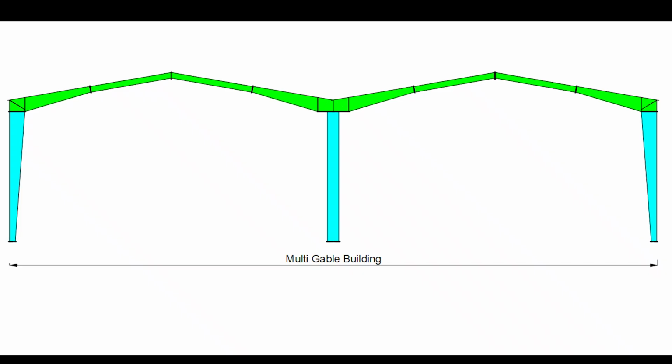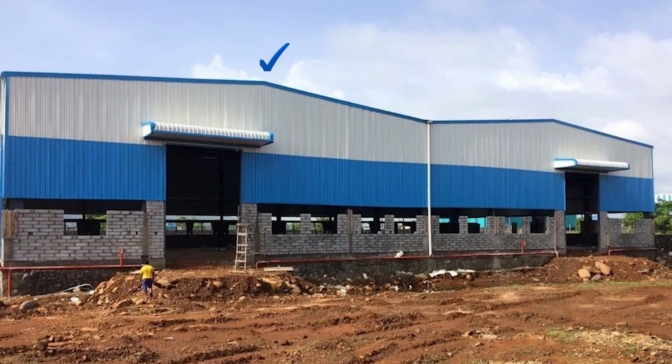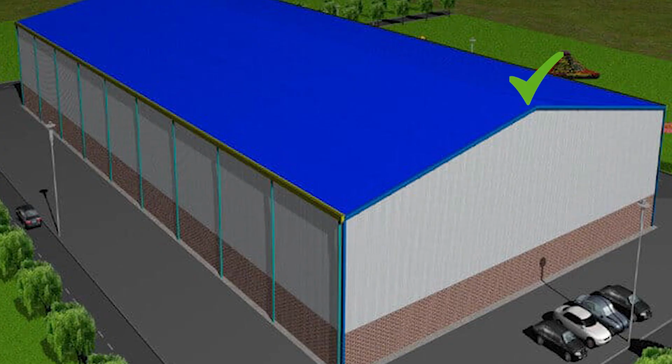Next is multi-gable. This type of building has two ridge lines. One of them is here and another one is here. Let me explain what these ridge lines are. The highest point of a building is called the ridge point and this line is called the ridge line. Since this frame has two ridge lines, it is called a multi-gable. All the building frames we have seen before had a single ridge line and this one has two ridge lines.